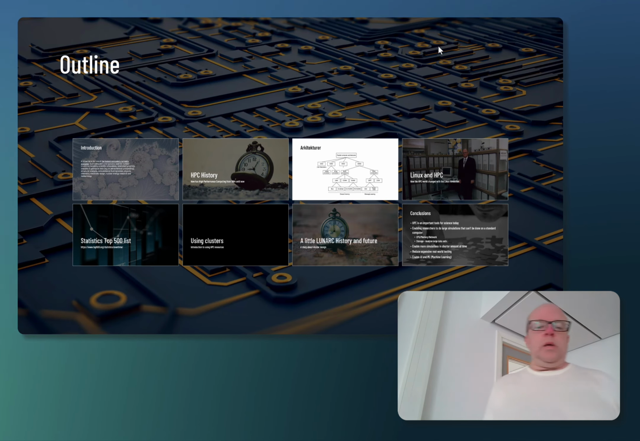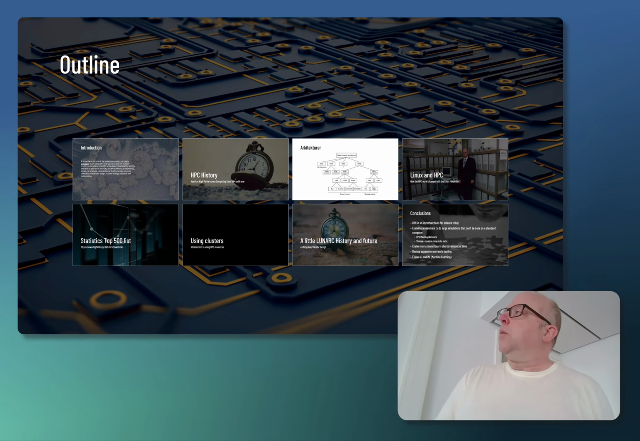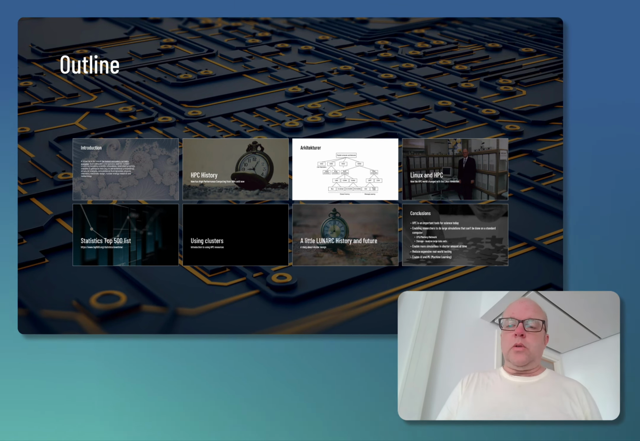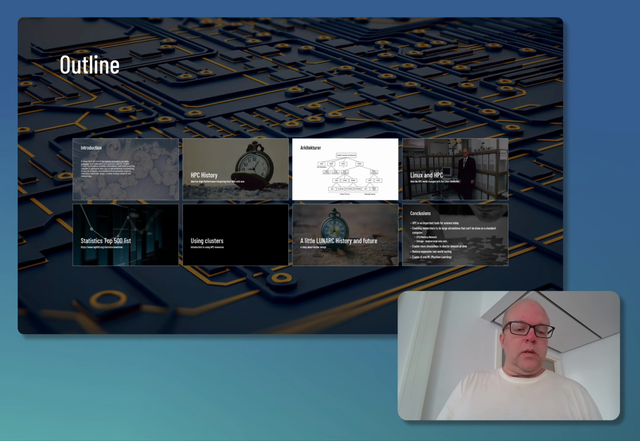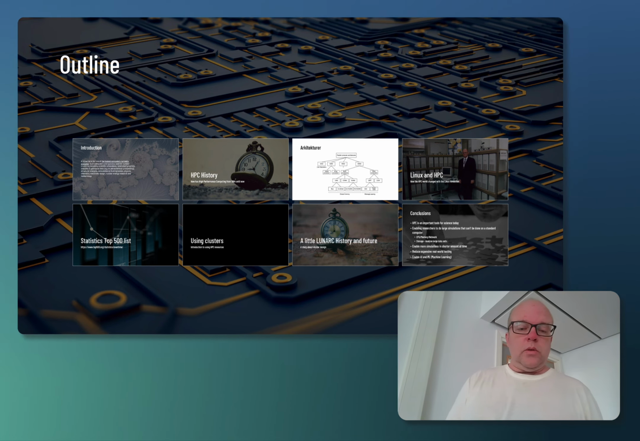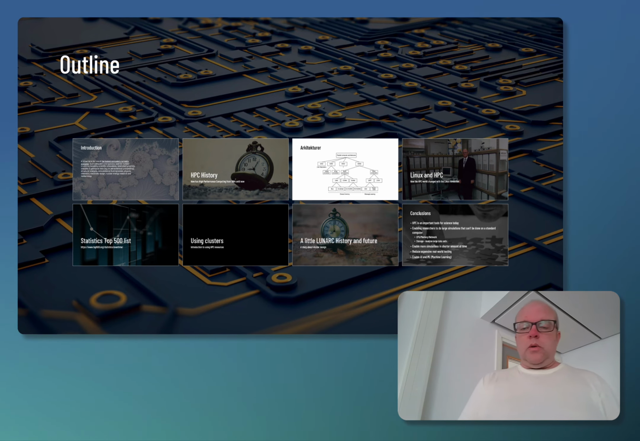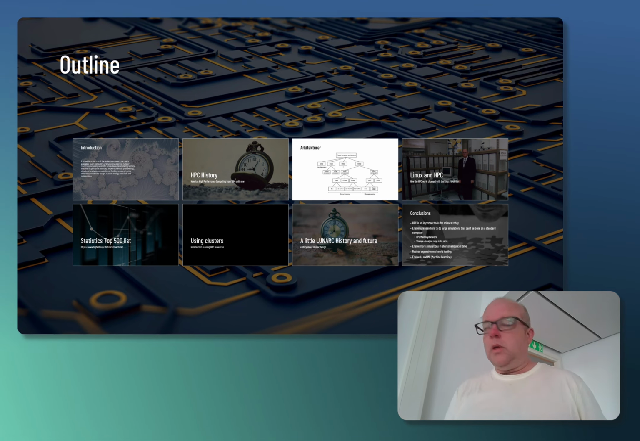So the talk will be divided into several parts here. So I have an introduction, some history, architectures, Linux and HPC, statistics, kind of a notion of how HPC has changed over the years, how you use clusters, some history of LUNARC, and some conclusions.